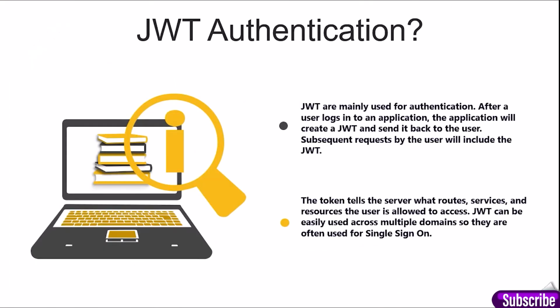And finally, the JWT authentication. JWTs are mainly used for authentication and authorization, as we know. After a user logs into the application, it will create a JWT and send it back to the user. Subsequent requests by the user will include the JWT. The token tells the server what routes, services, and resources the user is allowed to access. JWT can be easily used across multiple domains, so they are often used for single sign-on.